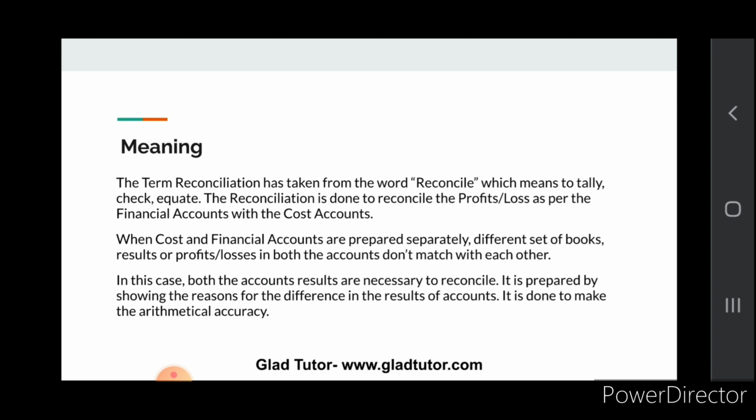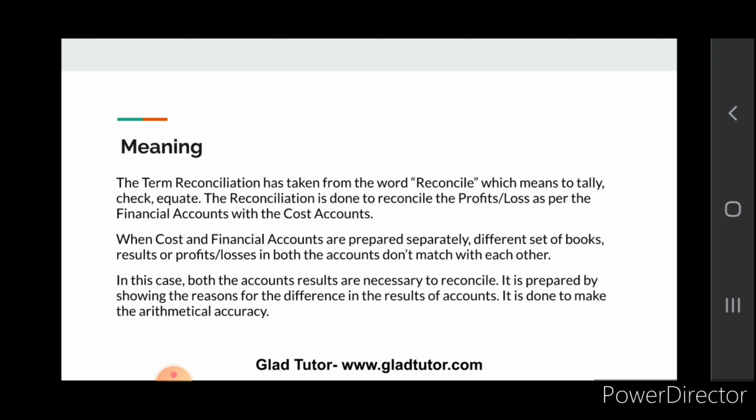So let's get started. Firstly, we will start with the meaning of reconciliation of cost and financial accounts. The term reconciliation is taken from the word reconcile, which means to check or tally or equate. The reconciliation is done to reconcile both the accounts, or you can say both the profit and losses of the financial account and the cost account.